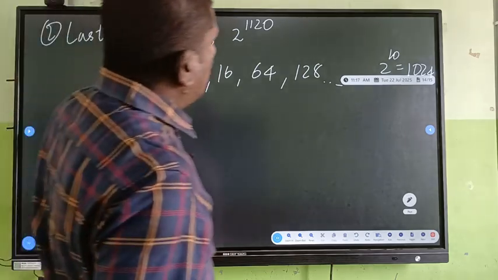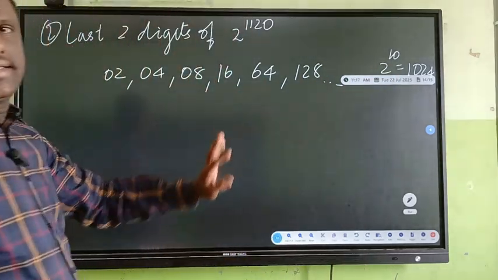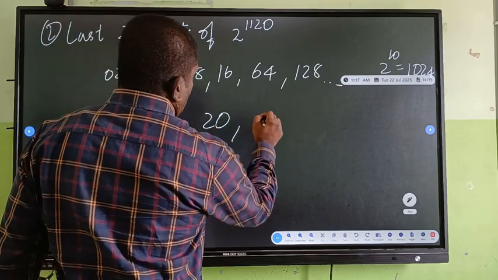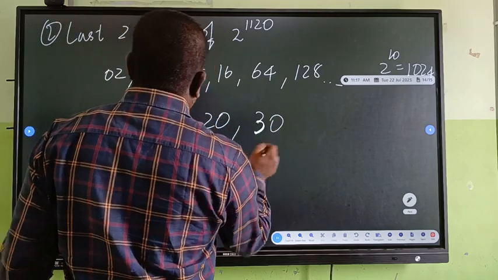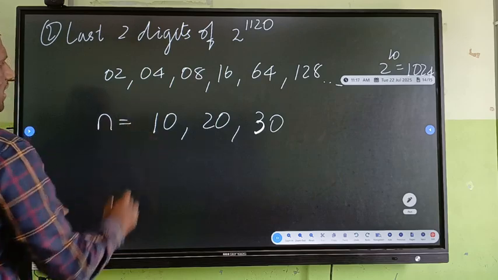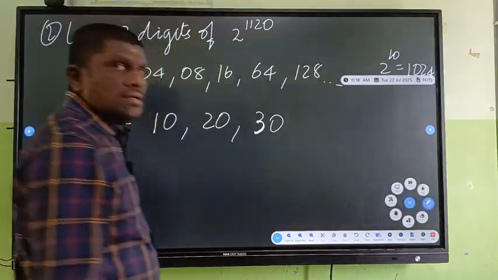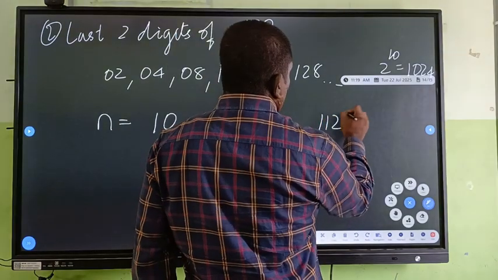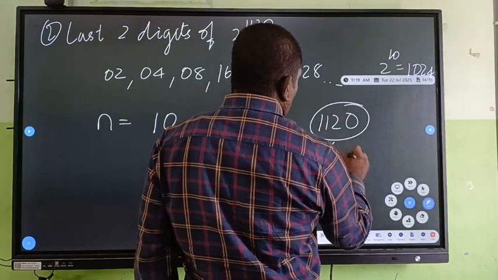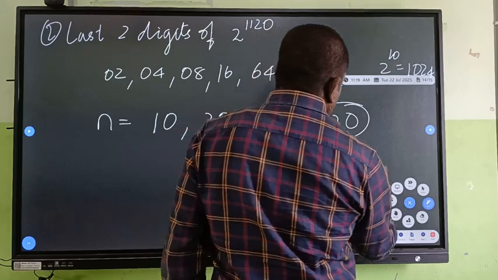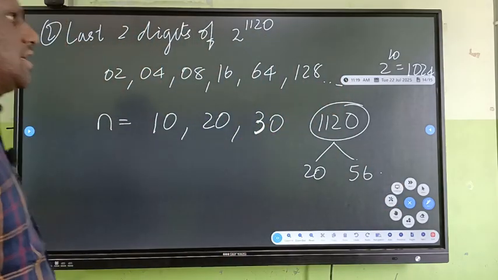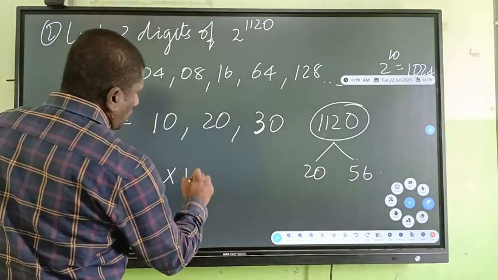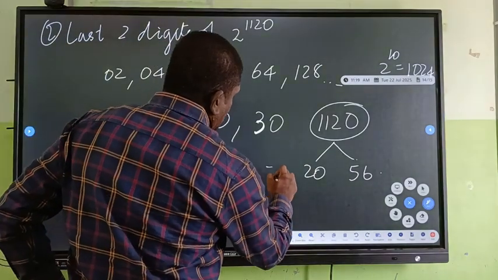Now there is a big number, so there is no generalization here. What you have to do is divide it into 10 or 20 or 30 and find out, like 2 power 10 or n in these terms. So we have to take this number 1120. If I convert it into factors, it will be 20 into 56. 20 I can find out because I know 2 power 10 is 1024. So 1024 into 1024, I will get the last two digits as 76.